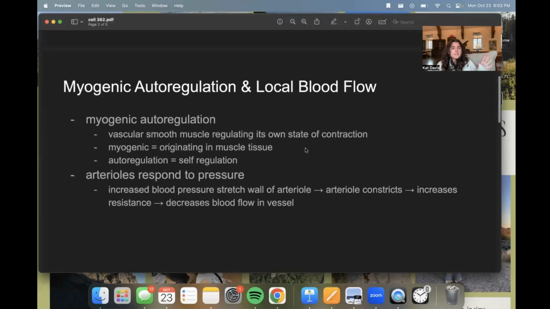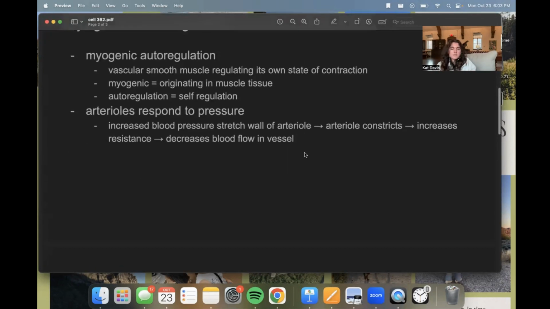And this happens because arterioles can respond to pressure. So if you have a lot of blood pressure, it'll stretch the walls of the arteriole, cause the arteriole to constrict, which increases resistance, which decreases blood flow in the vessel, which will then decrease the blood pressure. And then that's the first learning objective.